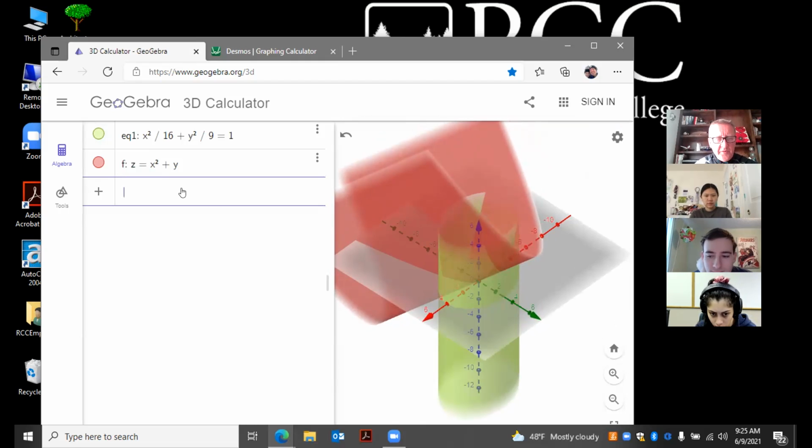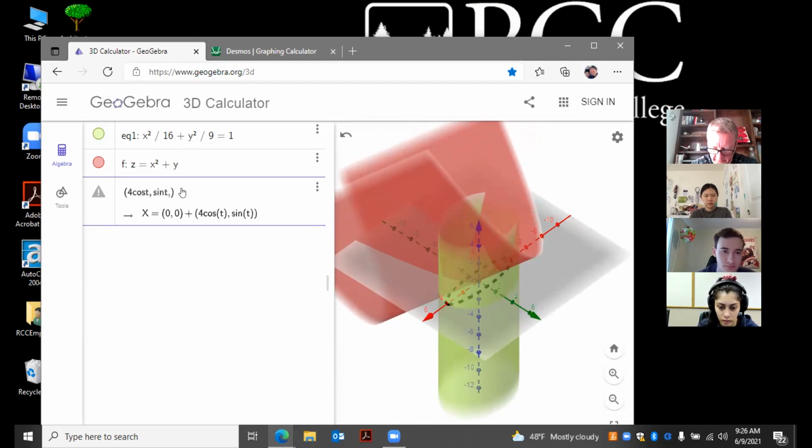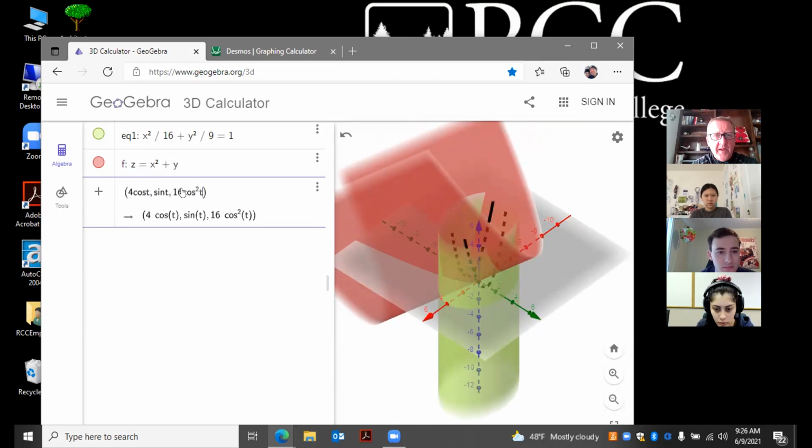Well, what was our equation? What was our r of t equation? Again, I'm being lazy and not writing the r of t because I can't. 4 cosine of t was our x, sine of t was our y, and our z was more complicated, 16 cosine squared. I think I can actually type that. That's one thing about this that I think is intuitive. I can type it like we'd like to write it. 3 sine of t.